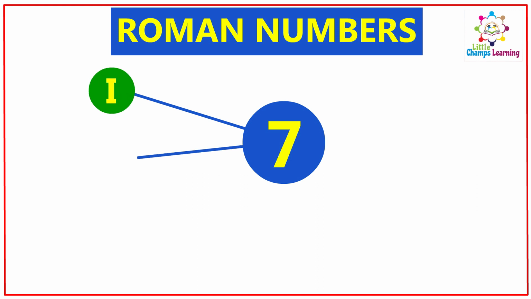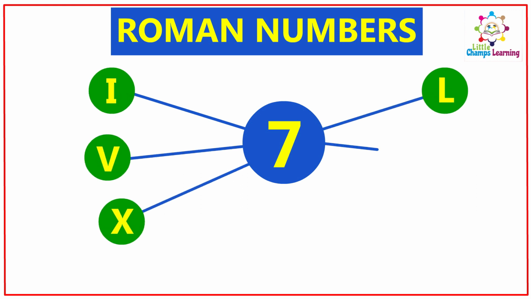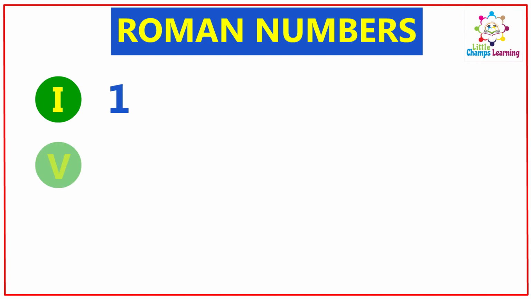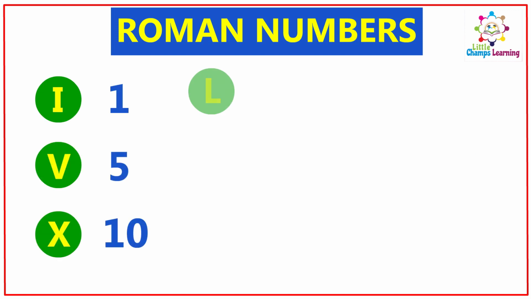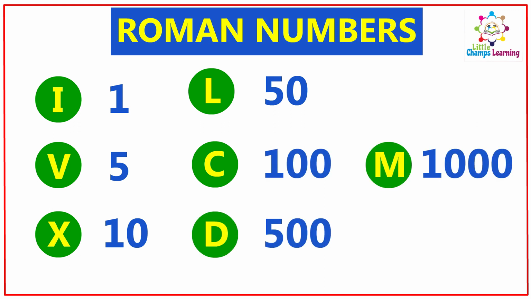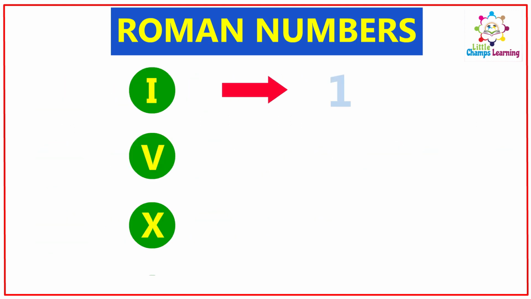We have I, V, X, L, C, D, M. I represents 1, V is 5, X is 10, L is 50, C is 100, D is 500 and M is 1000. I is just 1, it is so easy to remember.